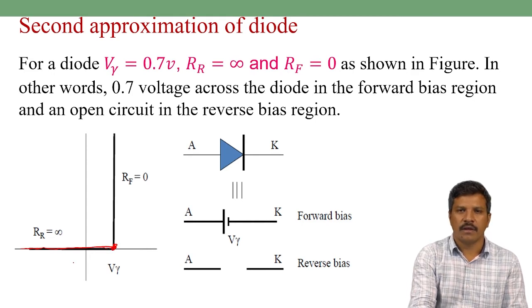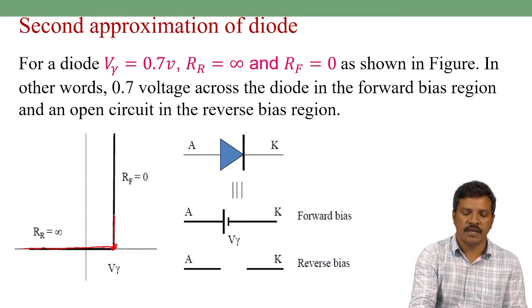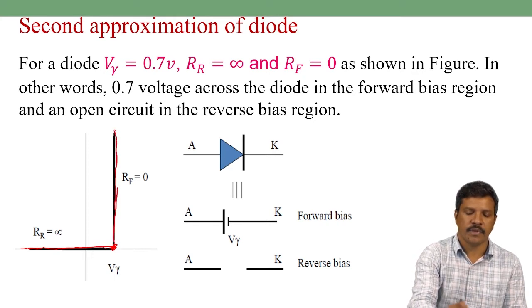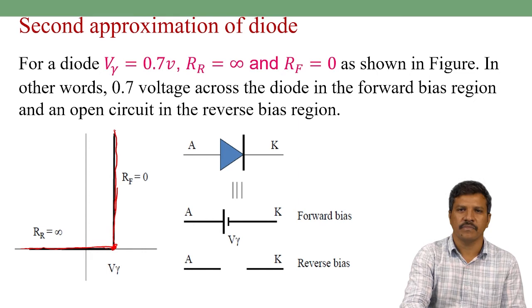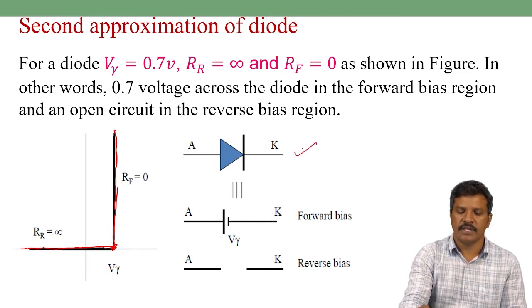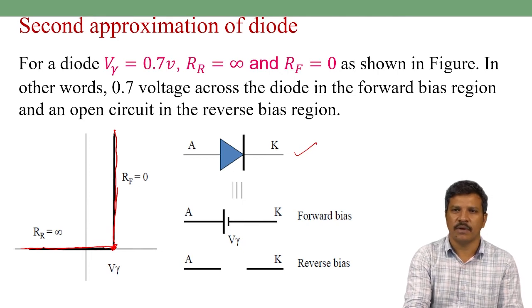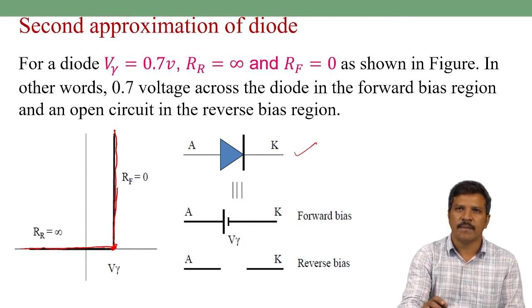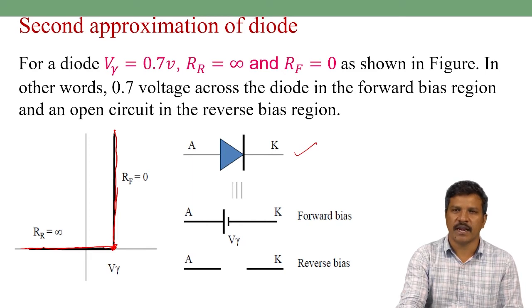After the barrier potential, it shows a rise in the current flow, which represents a straight line. In these steps, what happened? Take the p-n junction diode, anode and cathode. This diode can be replaced with an equivalent circuit by using this approximation model, the second approximation model.